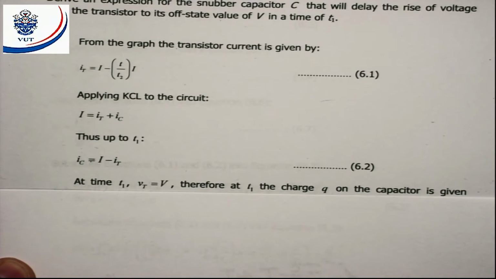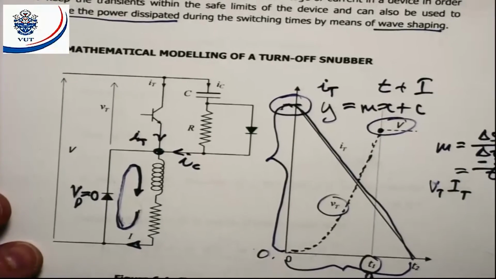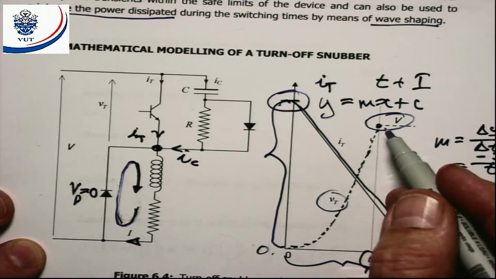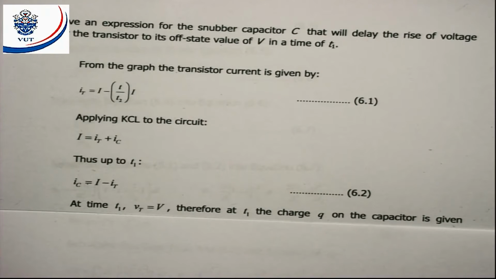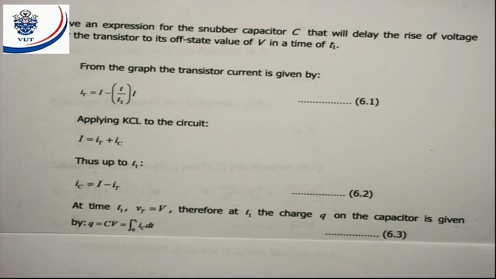Now at the time T1, Vt is equal to V. If I look at this here, the Vt value at T1 is equal to V. Therefore, at T1, the charge Q on the capacitor is given by Q is equal to CV is equal to the integral between 0 and T1 of IC dt. So it is the function of the current that was flowing into the capacitor.